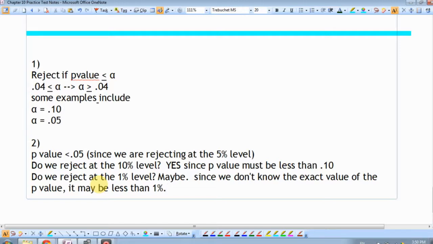Is alpha both 0.1 and 0.05? Isn't alpha supposed to be 0.05? Not necessarily. 0.05 is one of the customary levels of alpha, but you can set the alpha level depending on how comfortable you are with a type 1 error. It doesn't have to be 5%.